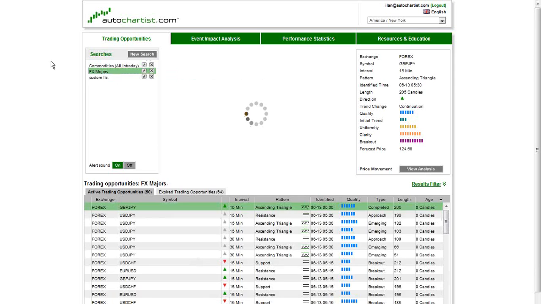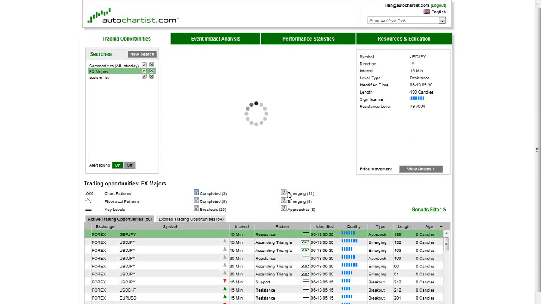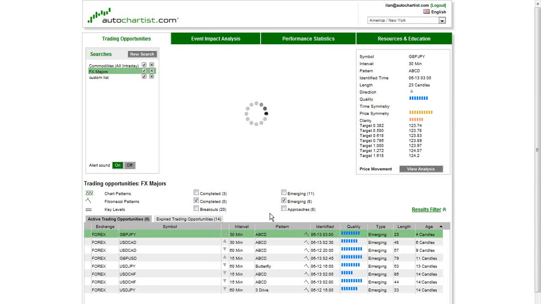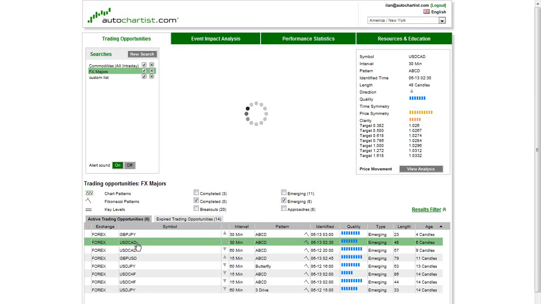Let's see if I have any Fibonacci patterns which are active on the platform right now, as we speak. So there are some emerging Fibonacci patterns. What I've done here is gone back to my FX Major search and selected Fibonacci patterns, so we can look at some examples. I don't have any completed Fib patterns at the moment, so you can see it says completed 0, but there should be 8 emerging Fibonacci patterns happening right now. So let's try and choose a Fibonacci pattern.